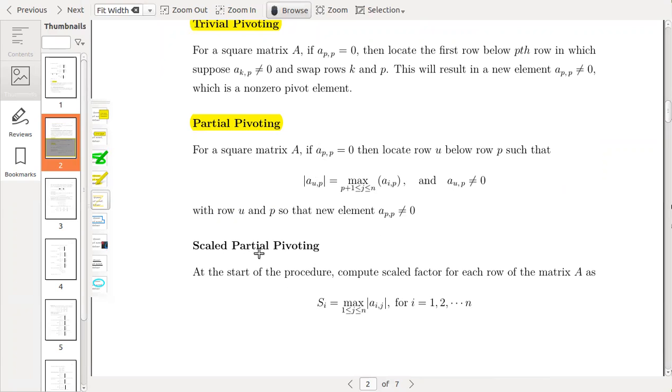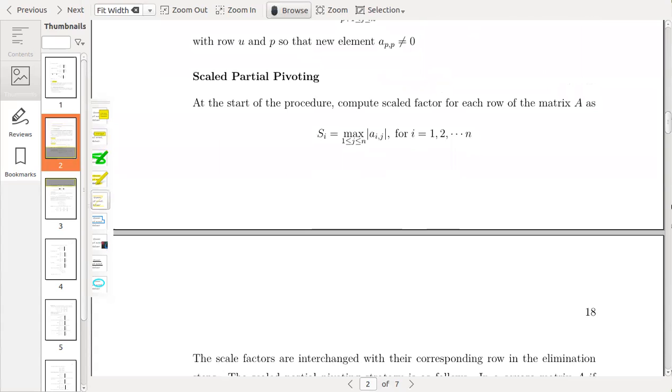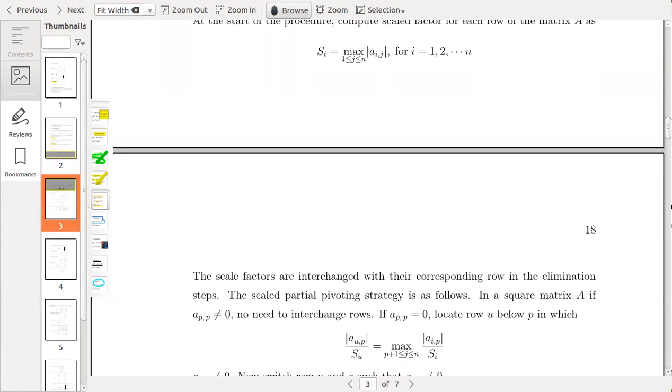Next is scaled partial pivoting. In scaled partial pivoting, at the start of the procedure, we compute a scale factor for each row of the matrix A as s_i is equal to the maximum of |a_ij| for i is equal to 1, 2, 3, and so on up to n. So it means we have to find this maximum element, which we call s_i.